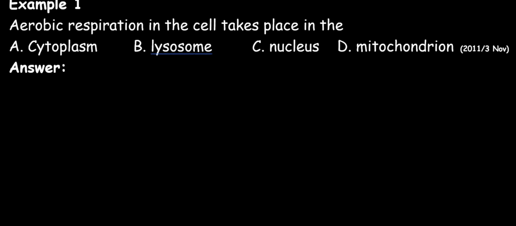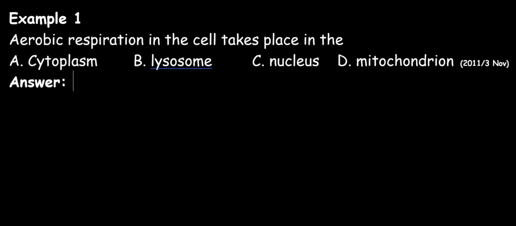Our first example says aerobic respiration in the cell takes place in the A. Cytoplasm, B. Lysosome, C. Nucleus, D. Mitochondria. The answer to this question is D. Aerobic respiration occurs in the mitochondria of the cell. However, note that anaerobic respiration takes place in the cytoplasm of the cell.